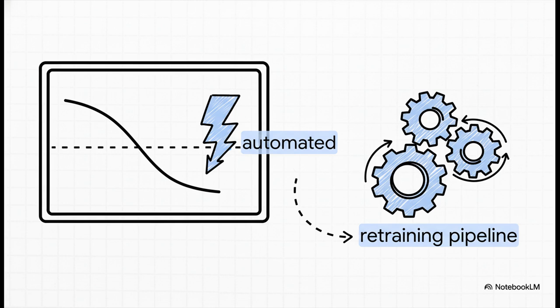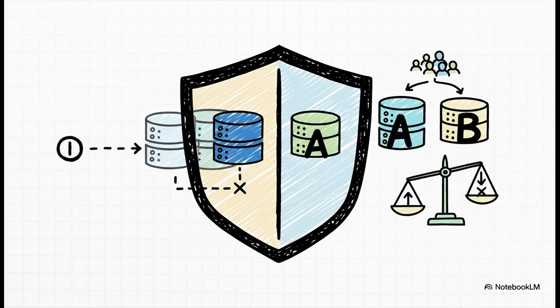It's an automated signal that kicks off the entire retraining workflow. And this highlights one of the most critical steps in the whole process. The pipeline doesn't just blindly throw out the old model and put in the new one. No way. The newly trained model has to go through some serious validation.